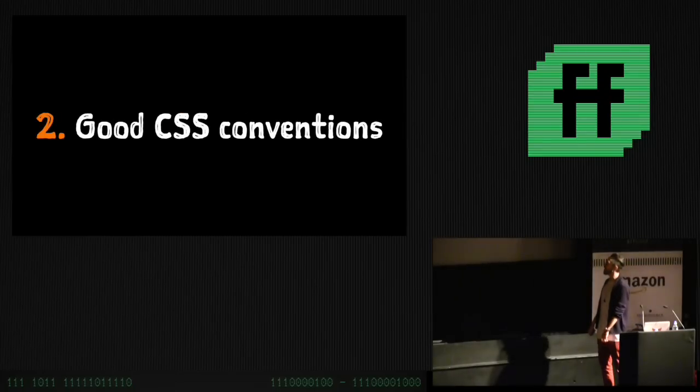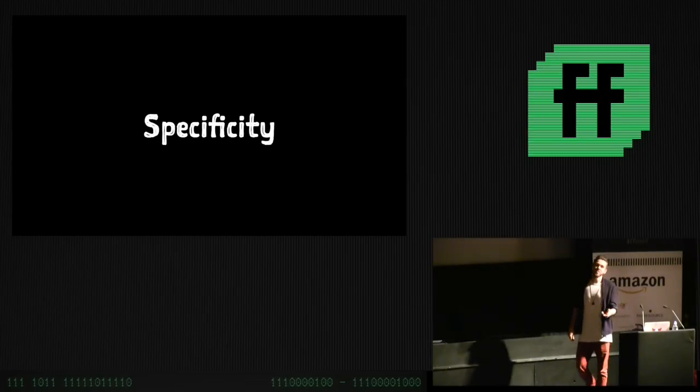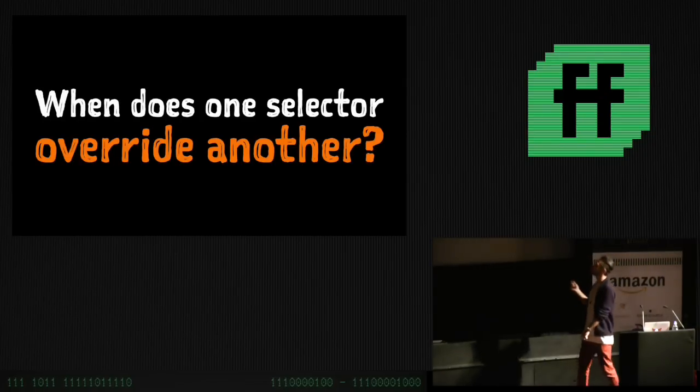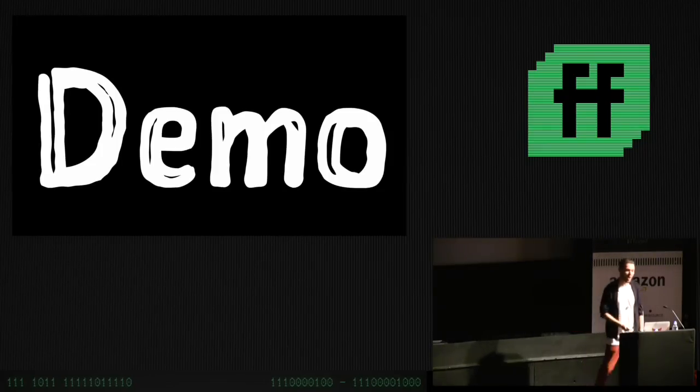With that said, let's look at some good CSS conventions. Before we do that, let's talk about specificity. The question is really, when does one selector override another? And this, trust me, is not a philosophy question. There is science behind this.